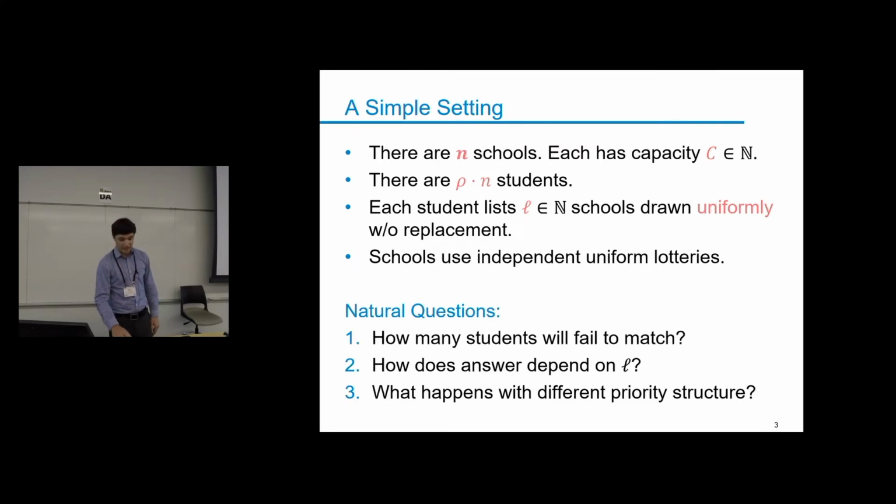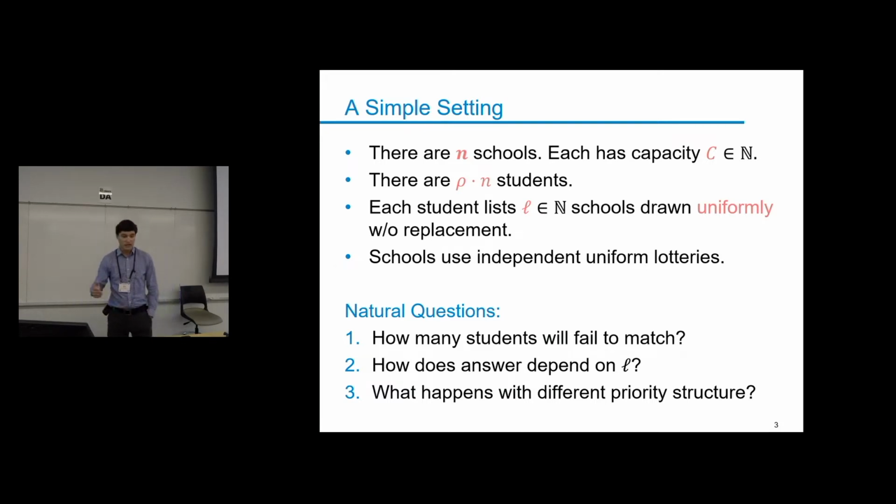So specifically, because students are not submitting complete lists, some students may fail to match. They may be rejected from every school on their list. So I might want to know how many students will that be? I might also want to know how does the answer depend on the length of student lists? Intuitively, the more schools that students list, the fewer of them should end up going unassigned, but what is the functional form of that dependence?